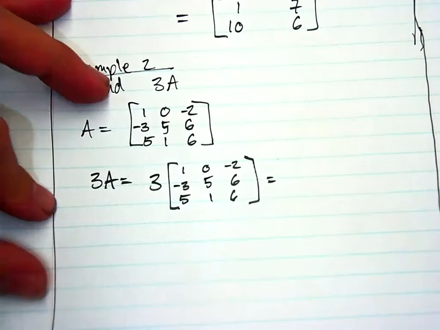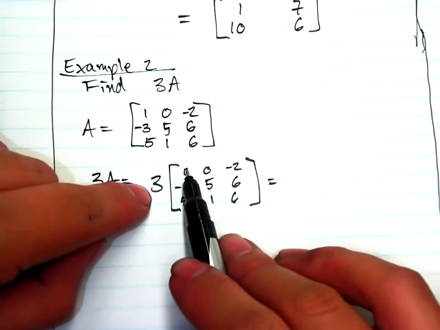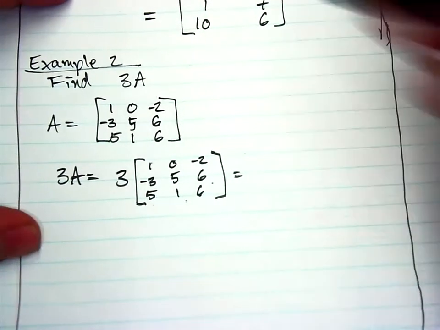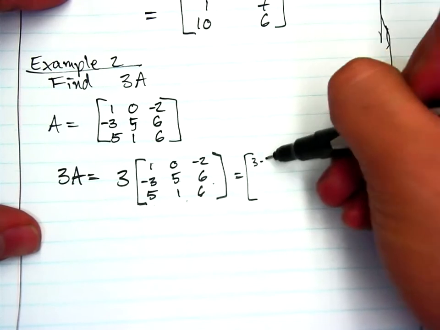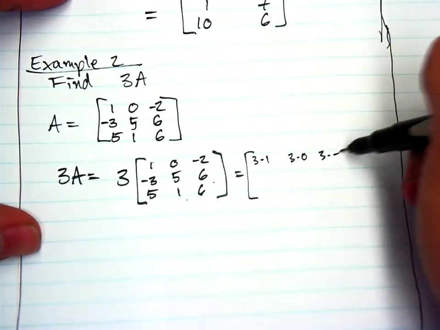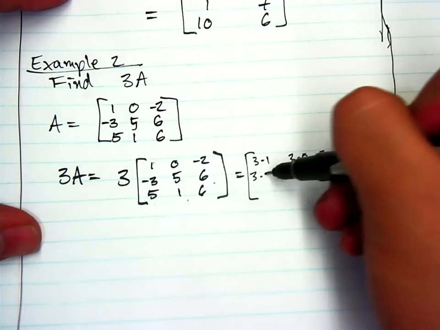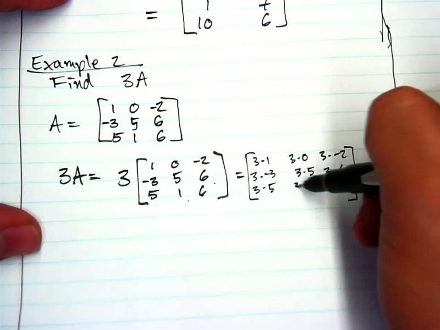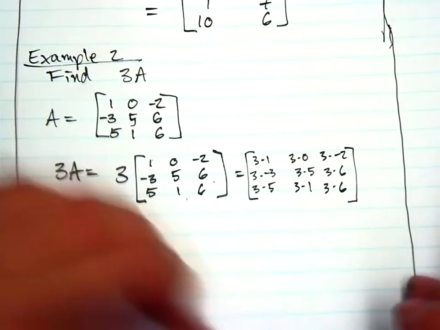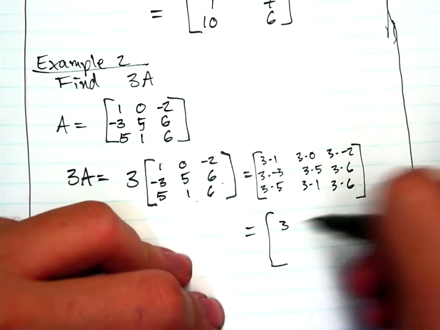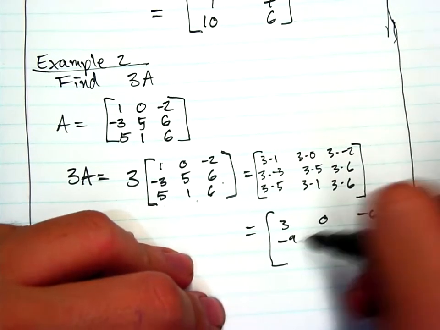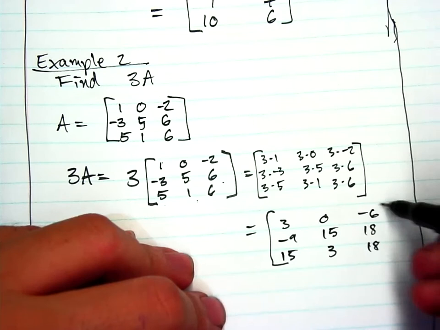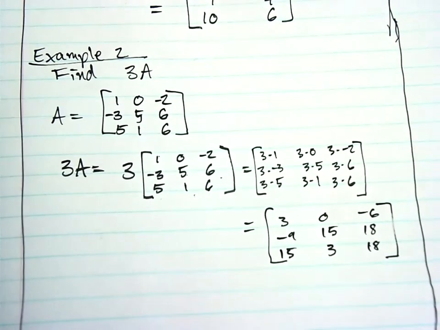And then to further show the work, basically you can think of it as this 3 being distributed to each one of these elements inside the matrix. Okay, so to further show work, we're going to have 3 times 1, 3 times 0, 3 times negative 2, 3 times negative 3, 3 times 5, 3 times 6, 3 times 5 again, 3 times 1, and 3 times 6 again. Okay? Answer: 3, 0, negative 6, negative 9, 15, 18, 15, 3, 18. Okay? And that's scalar multiplication.